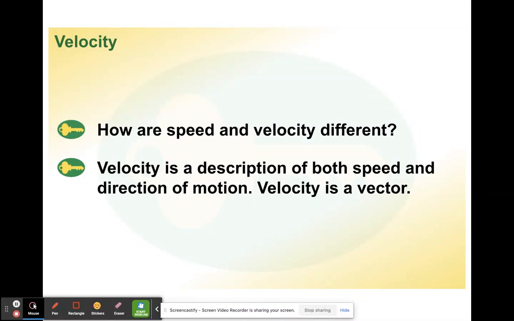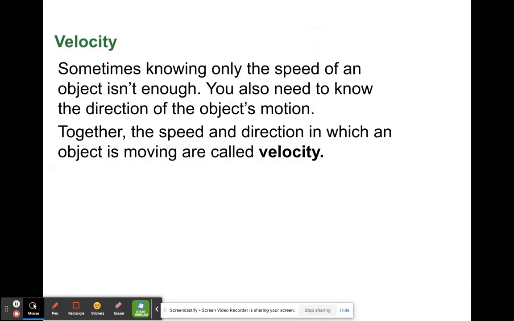So speed is the measurement or value of the distance versus time, right? When I say 88 kilometers per hour, the value is 88. That's my value. That's the number. But now if I say 88 kilometers heading due east, now it's a vector because I'm giving you a direction. Sometimes knowing the speed isn't enough. You also need to know the direction of the object. Together, the speed and the direction in which the object is moving is called velocity.